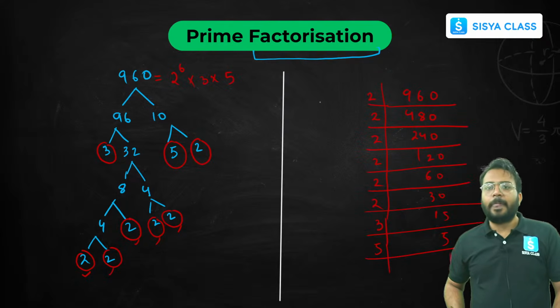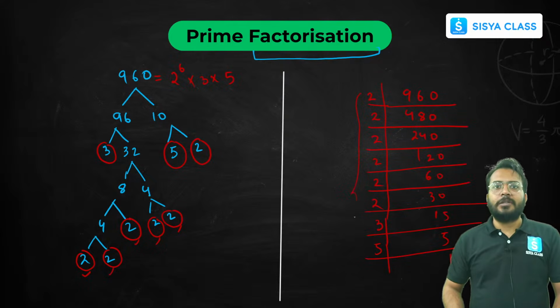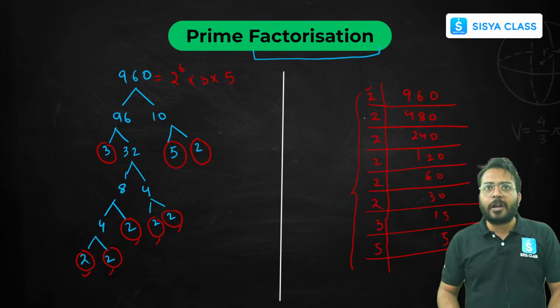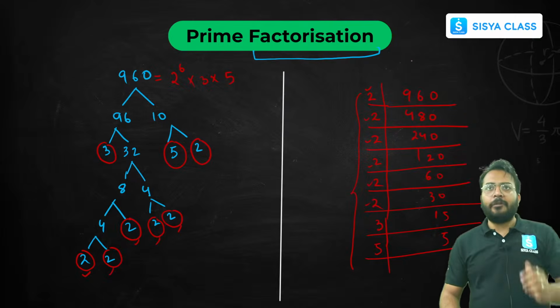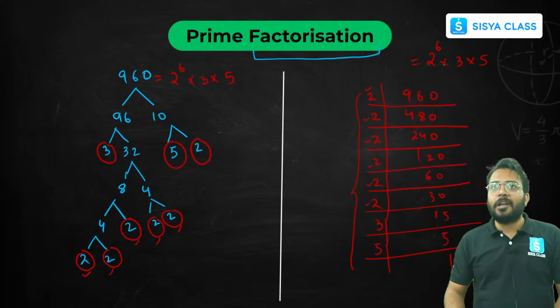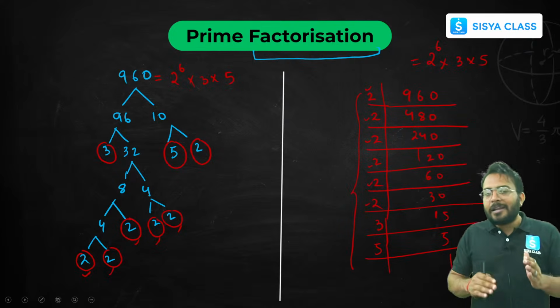Now the product of these is going to be the prime factorization of 960. Can you count here how many 2s you are having? 1, 2, 3, 4, 5, 6. You are having six 2s. That means 2 to the power 6, you are having 3 and 5. So this is how we are going to prime factorize any given number.